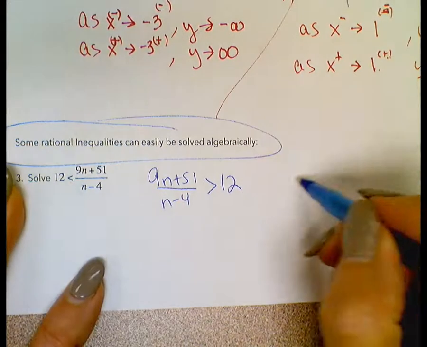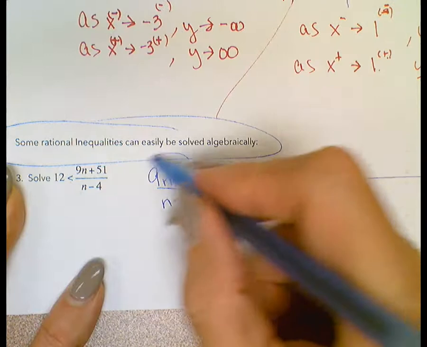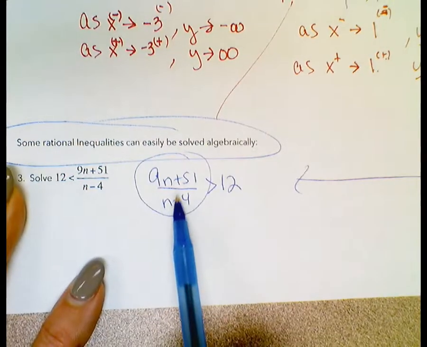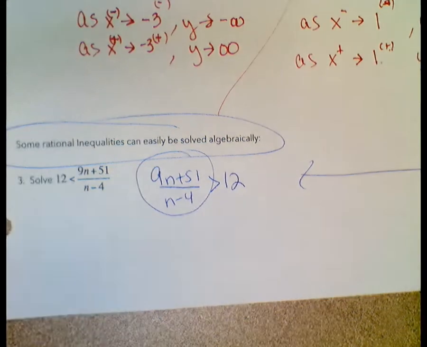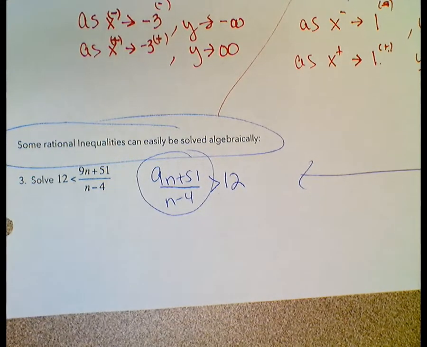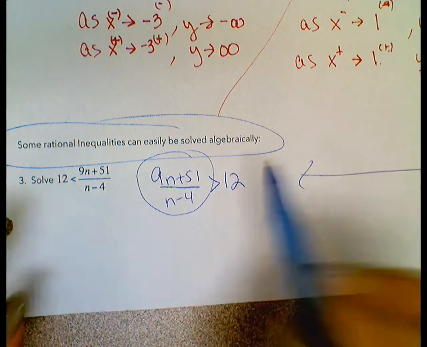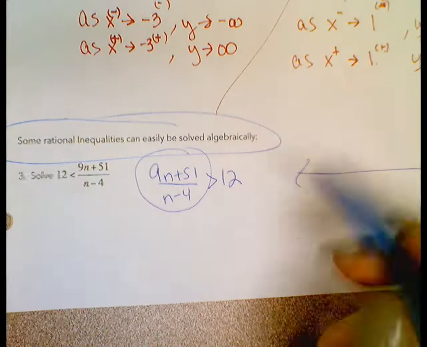Now, we're going to do a number line. And this whole thing is a rational function. It's a curve on the graph. And it's going to be centered around a vertical asymptote of 4. We got to subtract 12. I'm so sorry. We have to subtract 12 from this problem.